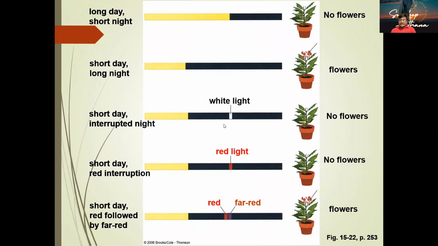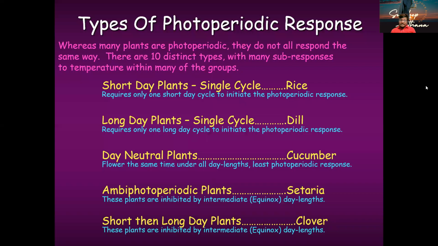If we are having the short day and interrupt the darkness with the light, here you can see the presence of the darkness is going to be very, very important for the short day plant. If you just interrupt with the white light, there'll be no flowering. Even if you interrupt with the red light, there'll be no flowering. But if you are interrupting with the red light and just followed by the far red light, means the flowering is going to happen. Probably you'll be able to connect what I was talking about.